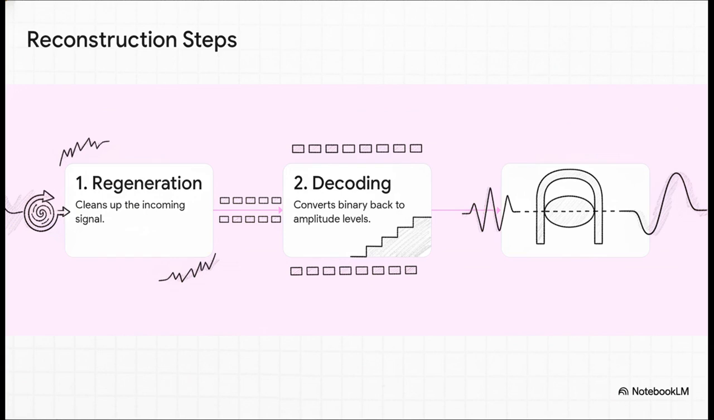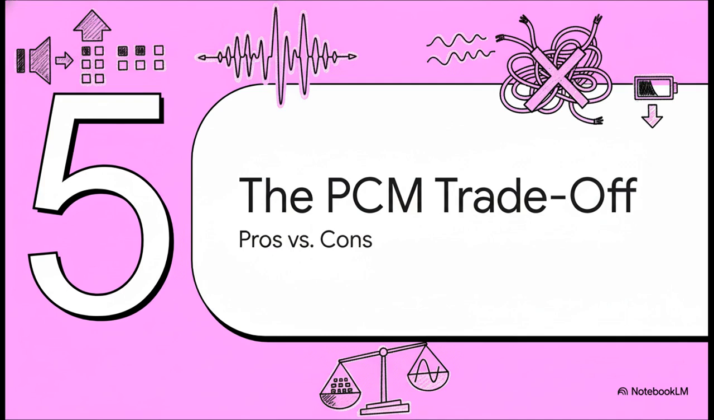First, we clean up any last-minute noise. Then, a decoder, which you might know as a DAC or digital-to-analog converter, reads all those binary codes and turns them back into voltage levels. And finally, a special filter smooths out the blocky steps between those levels, basically connecting the dots to flawlessly rebuild the original sound.